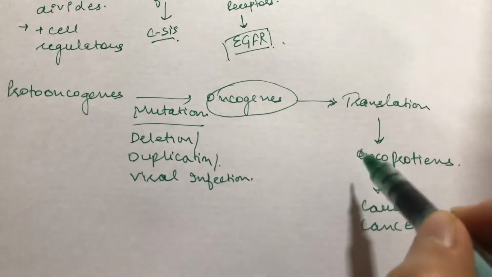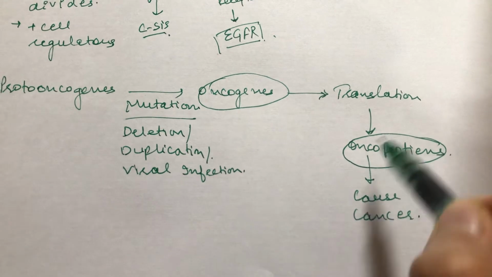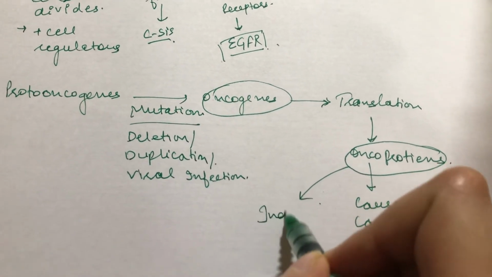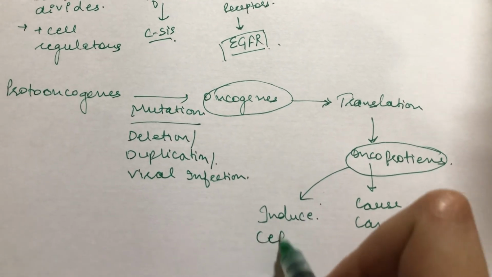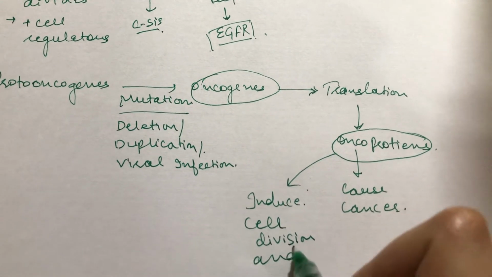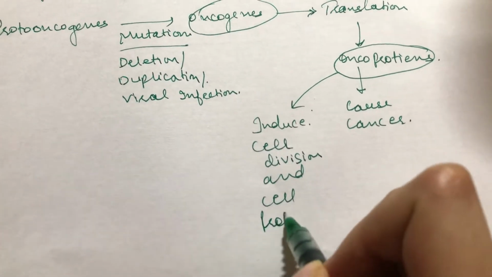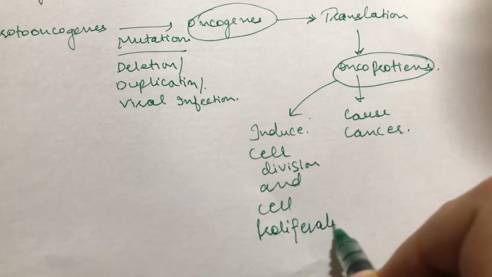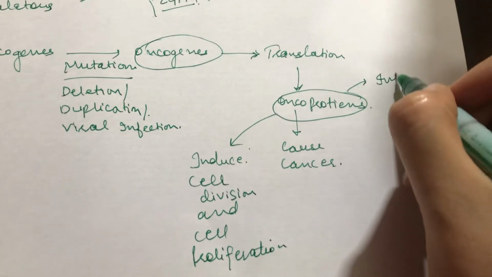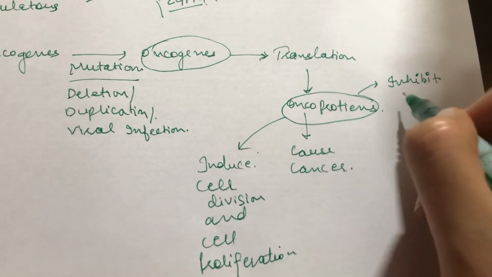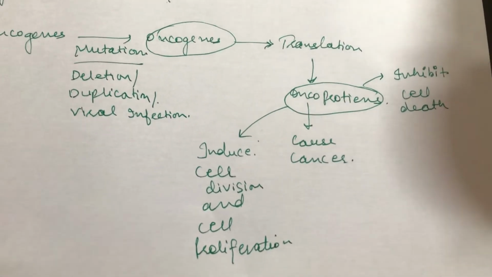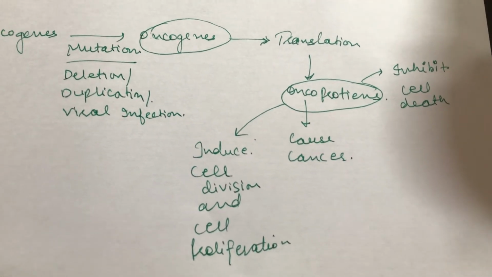So these oncoproteins induce the cell division and the cell proliferation pathways, and they inhibit cell death, like the apoptosis, which is called programmed cell death.